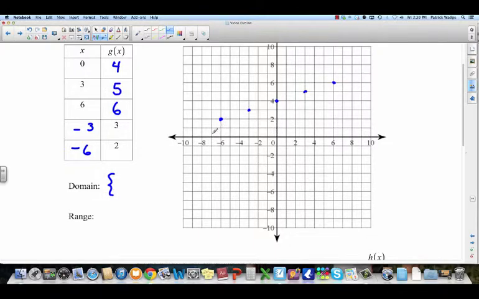The domain is negative 6 for this point, negative 3 for this point, 0 for this point, 3 for this point, and 6 for this point. The range, the lowest one is 2. Next one up is 3. And then a 4. A 5. And the last one's up here at 6. There you go, there's the domain and range.